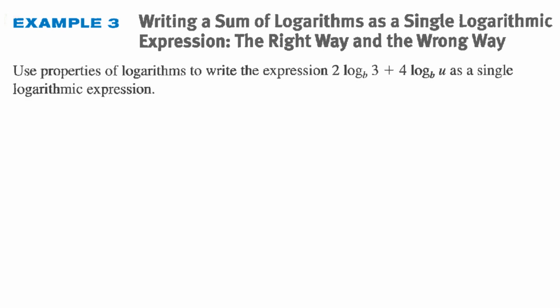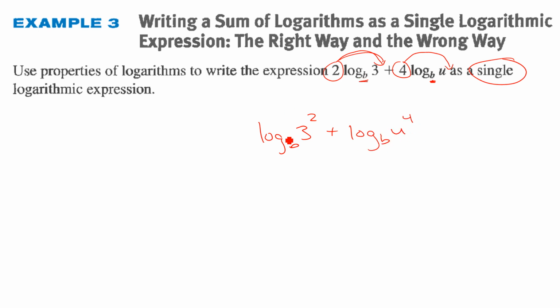Okay, so let's go the other direction with this. As long as the bases are the same, we want to combine them if it tells us to put this into a single logarithm. So first things first, let's take the powers and put them back up. So we've got log base b of 3 squared, the 2 at the top, plus log base b of u to the 4th. So we can put these together now. Log base b of, what's 3 squared? That's 9, u to the 4th.